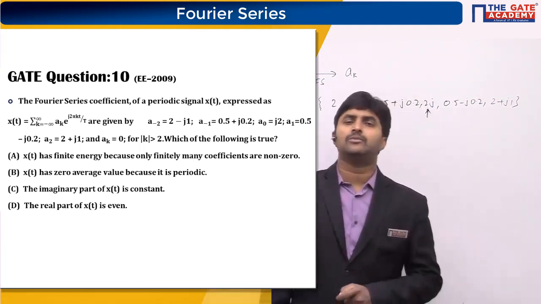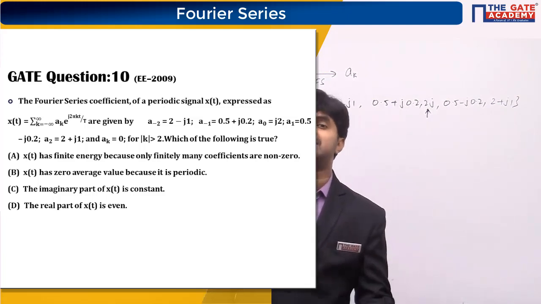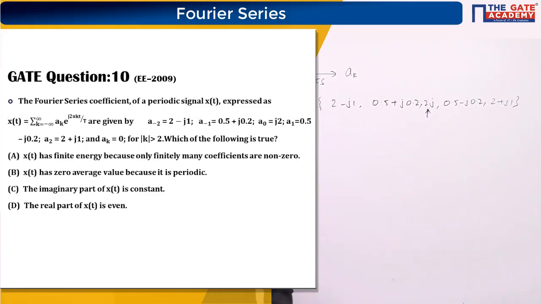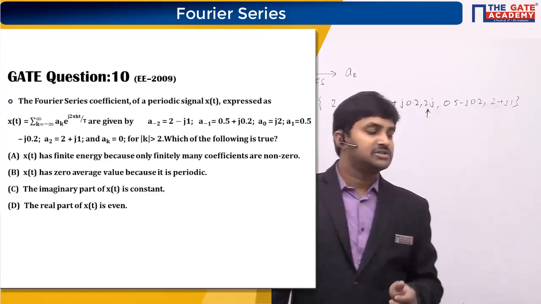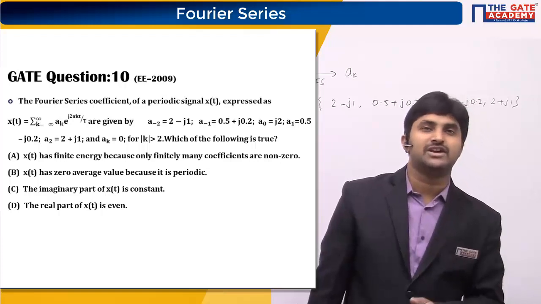Because when we talk about a Fourier series, we are talking about periodic signals, which are power signals. In the case of power signals, we very well know that the energy is always going to be infinity. Whenever we are talking about a power signal or a periodic signal, the energy is always infinity. So the statement is wrong, that it has finite energy because you have finitely many non-zero coefficients.